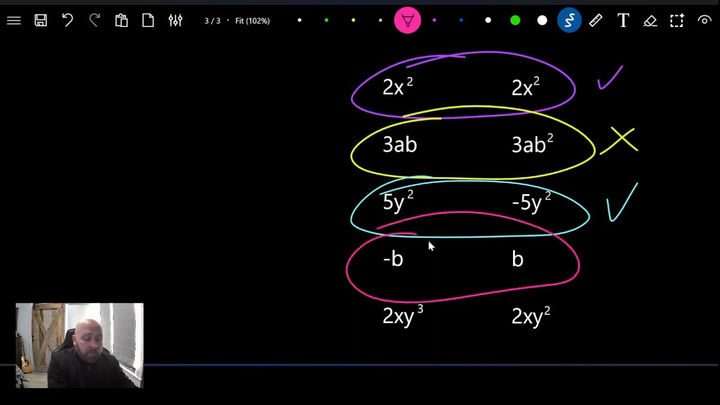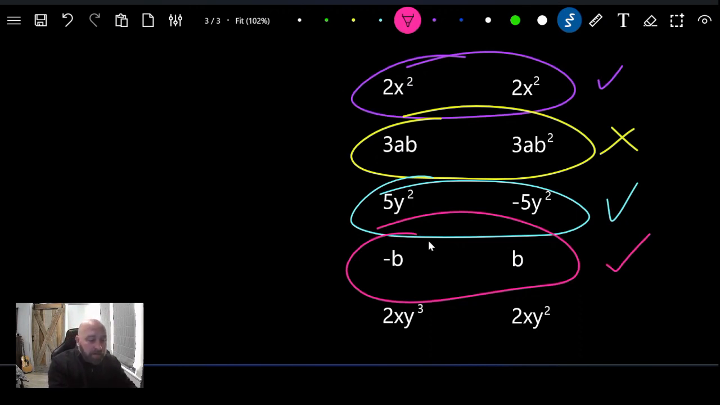All right, this next one here, we have negative b and just b. Are those like terms? Yes, those are like terms. Why are they like terms? Because the b is the same in both, and the exponent is the same, or in this case, the lack of an exponent.